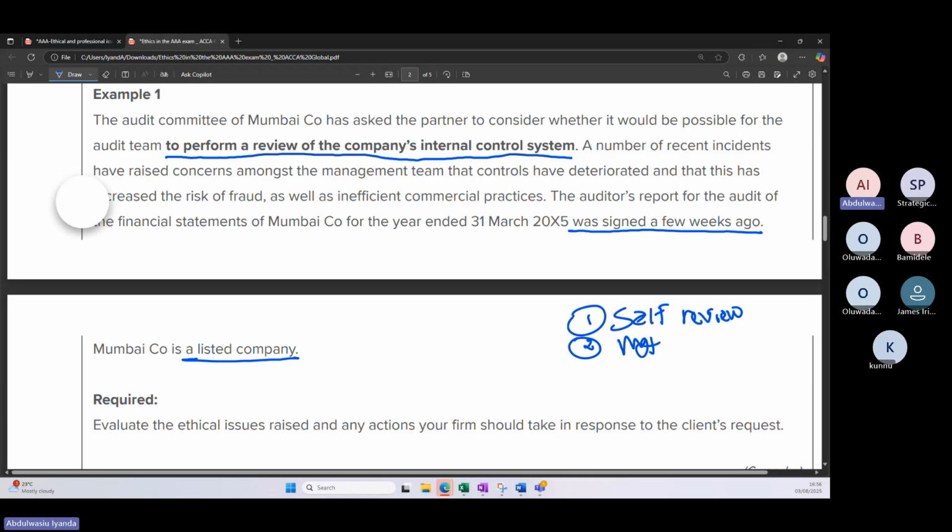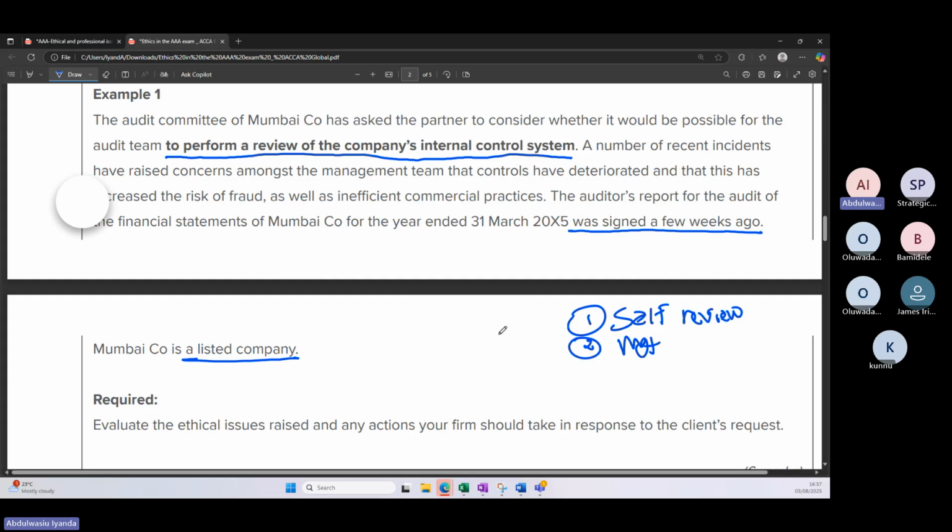Mr. Bamidele, you make mention of self-review. Why do you think it's self-review? Can you explain further a little bit? Because you are trying to audit an account that you are the one that prepared. No, this is internal control. We don't have information whether they are the one that set it up. But it's been applied by the same company. So if it needs to be reviewed, it should be by someone else. Okay, that's fine. Thanks so much, sir.